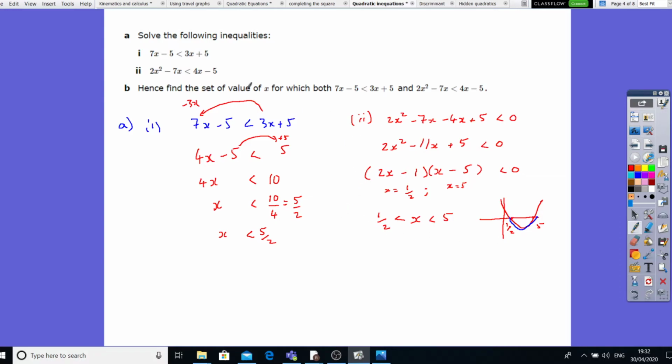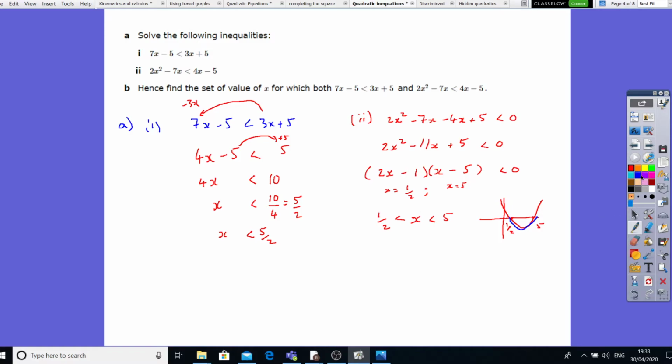Okay, so hence find the set of values of x for which both the first part of the inequality and the second part of the inequality are satisfied. So x has to satisfy both of them. So in this case, it has to have its top limit as 5 over 2, and x for this one has to be greater than a half.